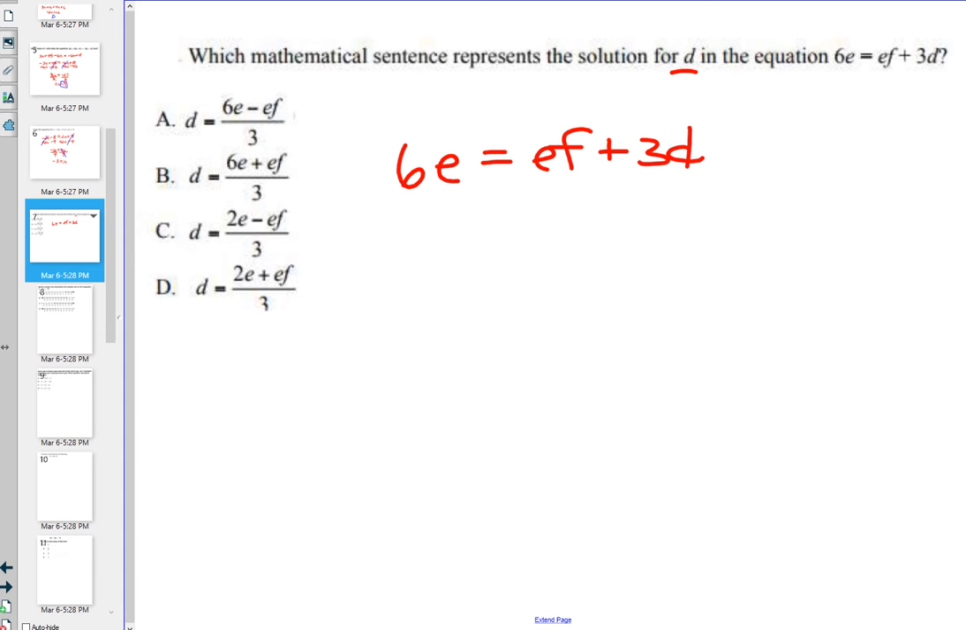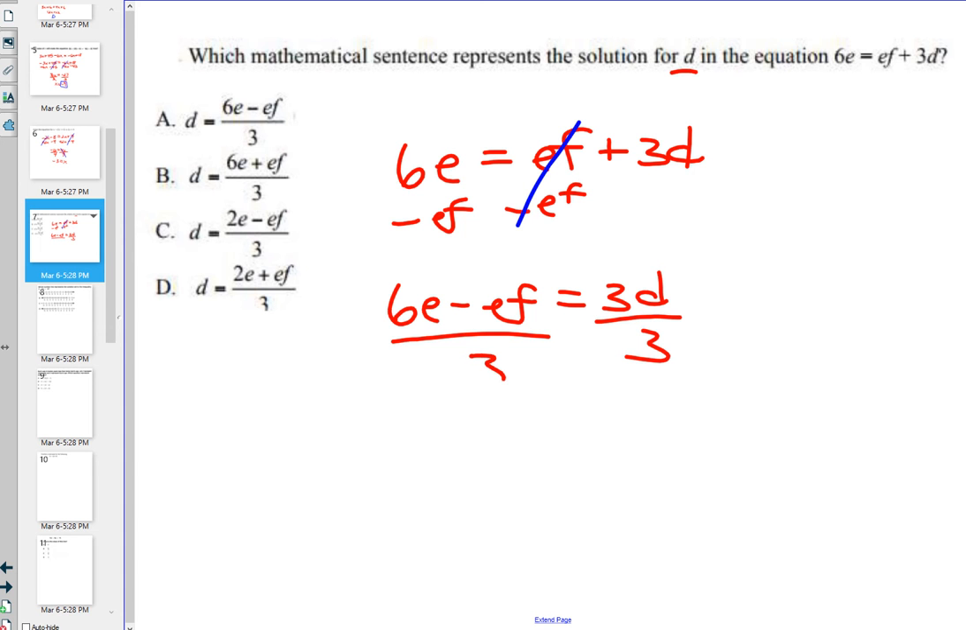Very good. I am going to get rid of EF by subtracting. And the thing with literal equations is that you can't overthink them. More than likely, you're not going to actually be able to do the subtraction. This is more about isolating. It isn't so much about computation. It's just, okay, now they're on the same side. Cool. 6e minus EF is equal to 3D. Then finally just divide by 3. All the children rejoice because the D is isolated.